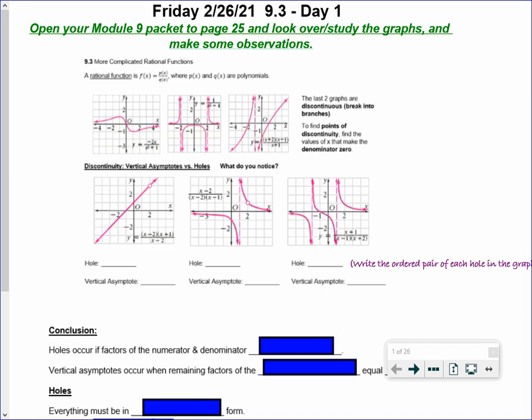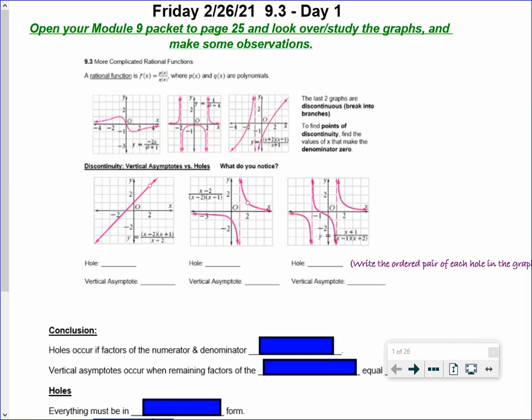So in the first three graphs that we see here, these are examples of rational functions in the form of a polynomial over another polynomial, just different versions of them. And in the second two, we can see that we have something called a discontinuity, or really just breaks in the graph.